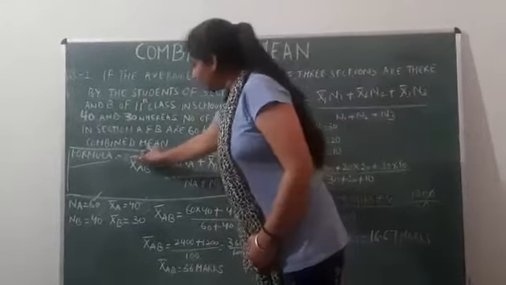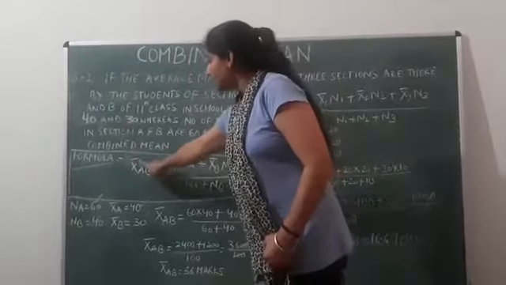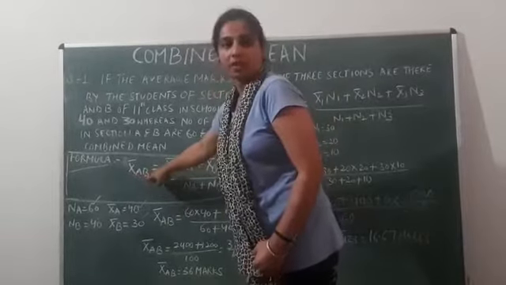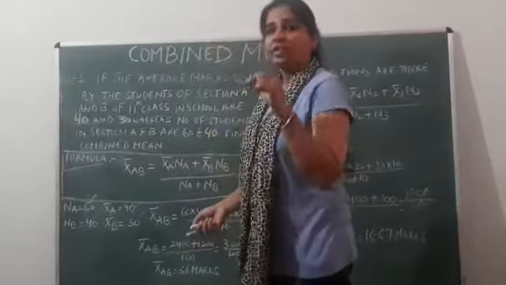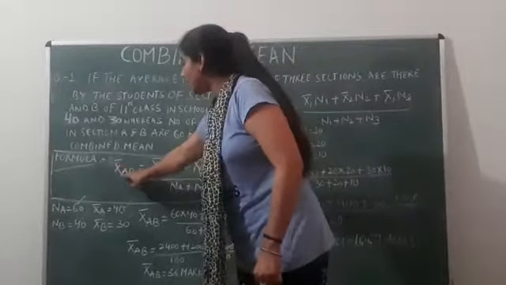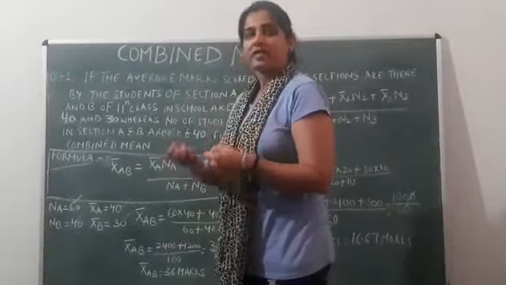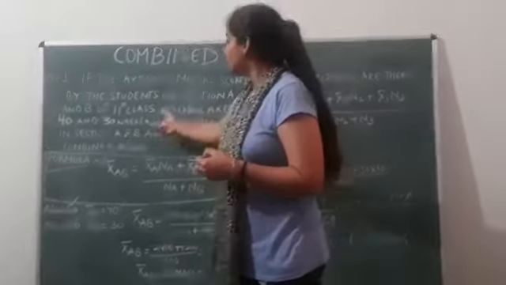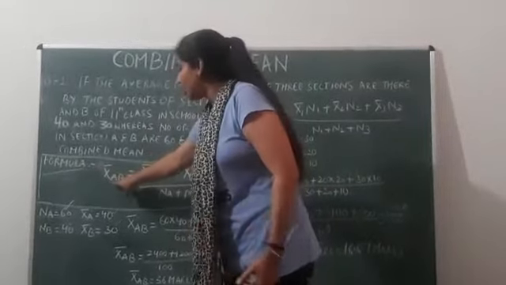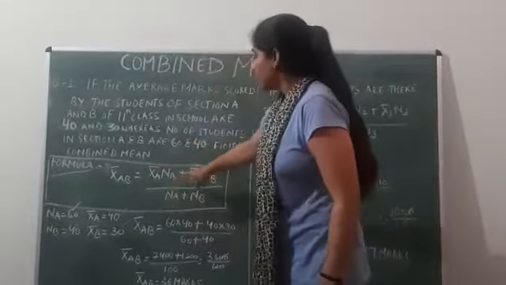Here it is written x bar AB. X bar AB means the combined mean of section A and B. If they have given section 1 and section 2, then I would have written here x bar 1, 2. This means the combined mean of section 1 and section 2. Here because they have given section A and B, I have written the combined mean of section A and section B. So what is the formula?